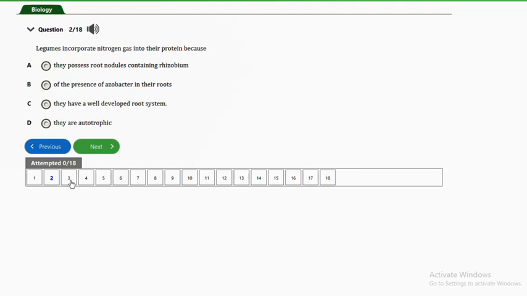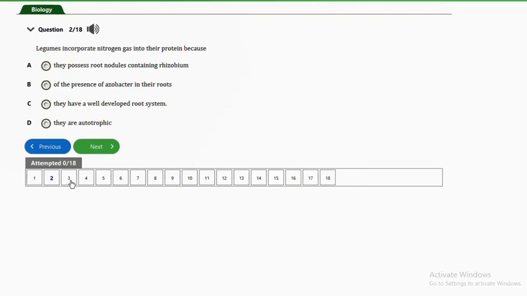The question says, legumes incorporate nitrogen gas into their protein because A, they possess root nodules containing rhizobium, B, because of the presence of azobacter in their roots, C, because they have a well-developed root system, and D, because they are autotrophic. So guys, the answer to this question is option A. They possess root nodules containing rhizobium.